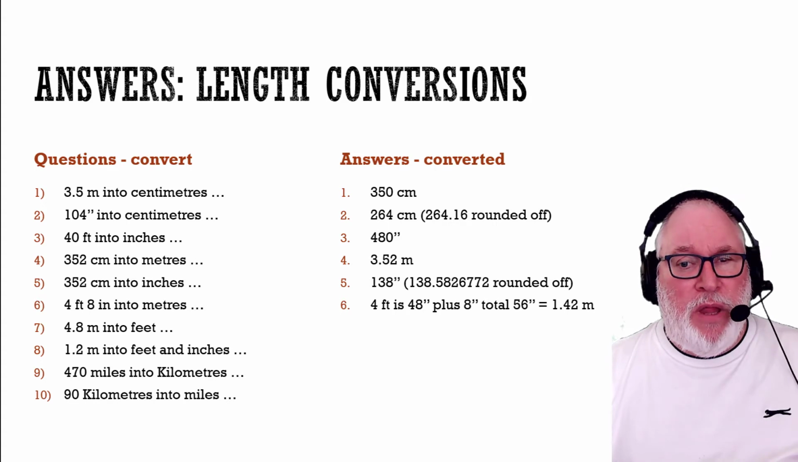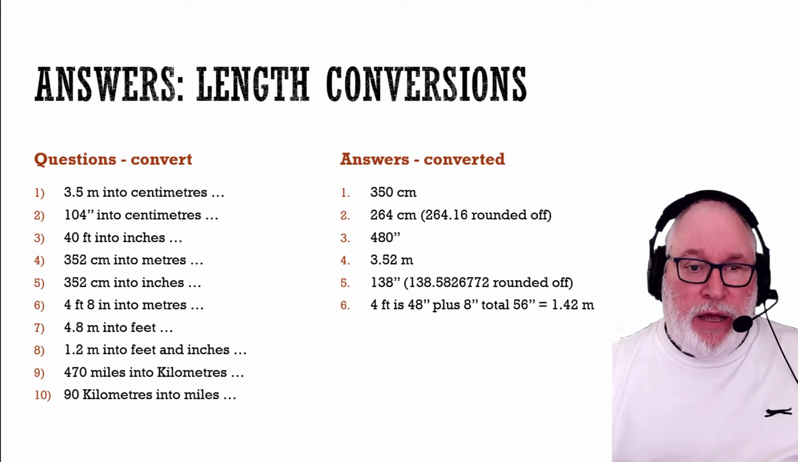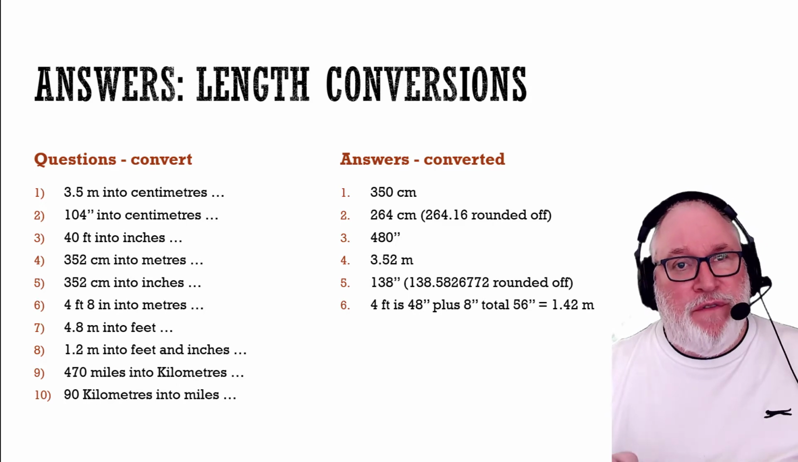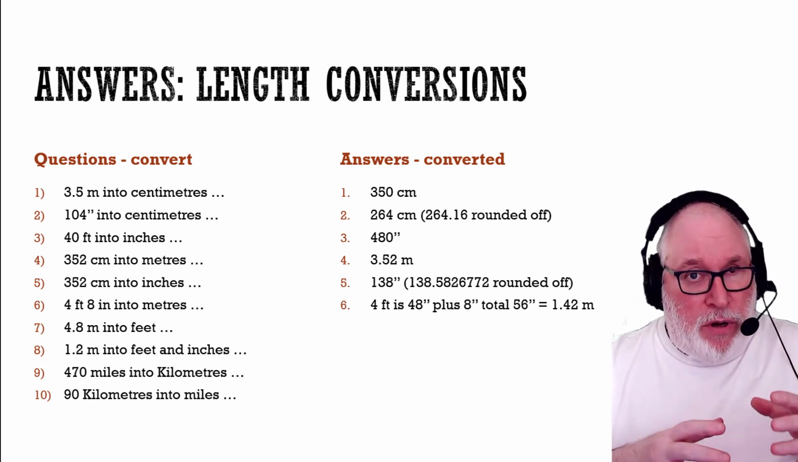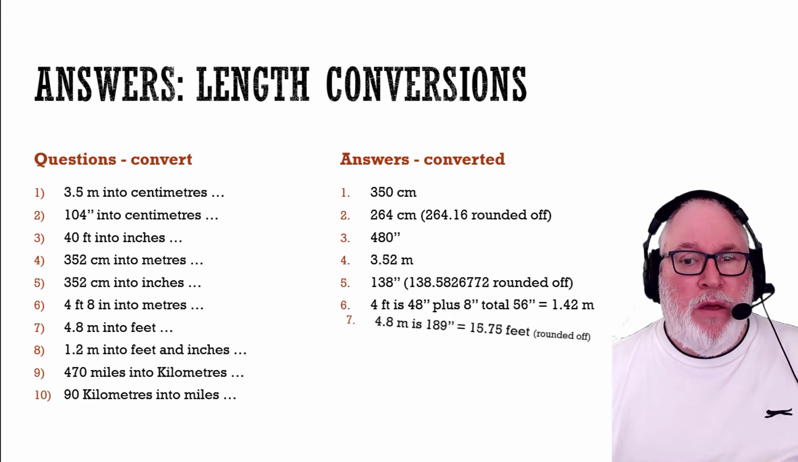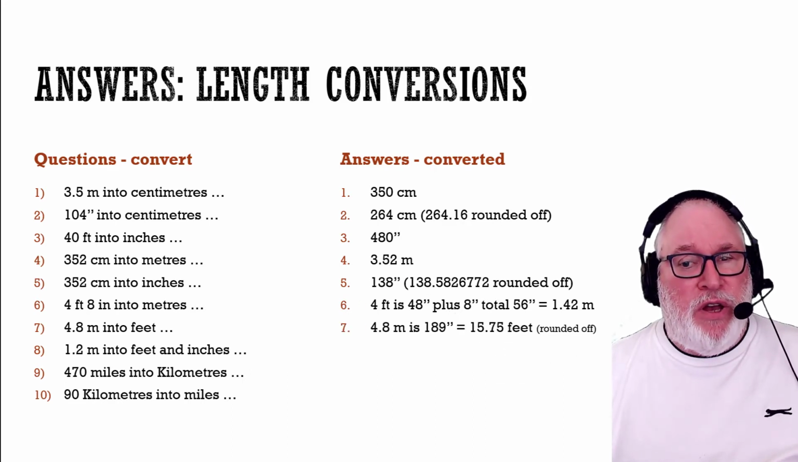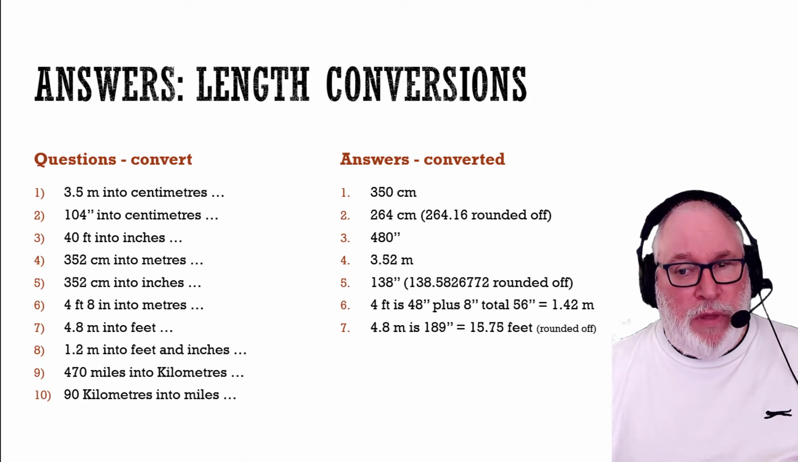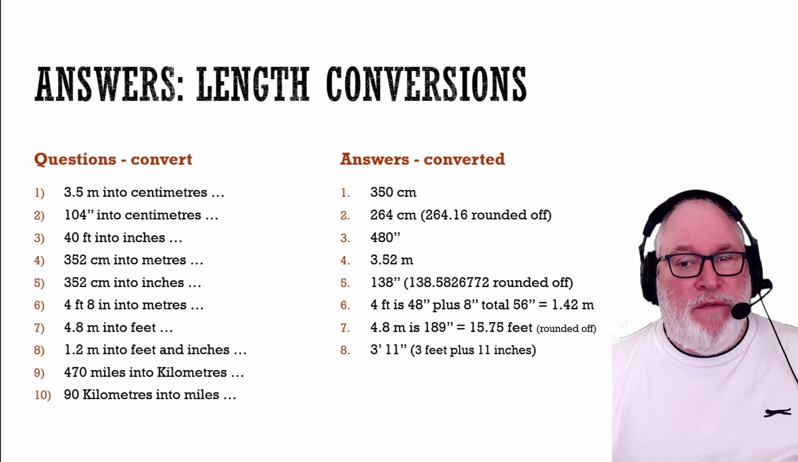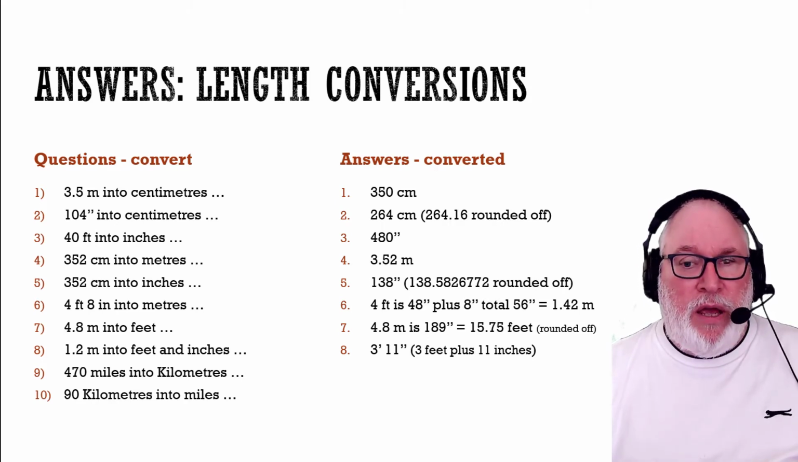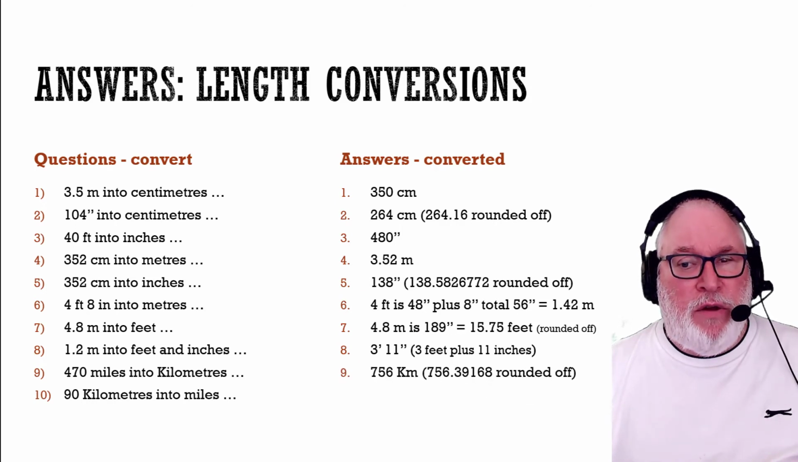So 4 feet is 48 inches. Then you add the 8 inches on, which was the spare inches, gives you 56 inches. Get it all into the one unit first and then you can convert it. And this one, 4.8 metres is 189 inches. 15.75 feet, and that's rounded off there as well. So 3 foot 11, again, you do your 3 feet plus 11 inches. So you break it down into parts there. If you'd done decimal or anything like that, you'd have to think about how you'd actually get that there. So hopefully that helps a little bit as well.